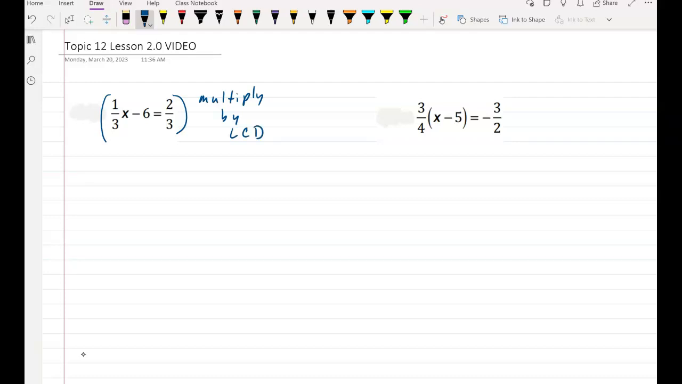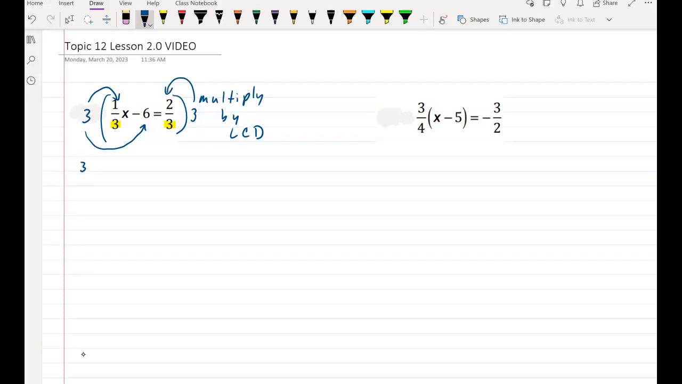Okay? So what's the least common denominator here? Well, we've got a 3 and we've got a 3. So obviously our least common denominator is 3. So I'm going to multiply everything on both sides of the equal sign by 3. Every term. So I'm going to multiply 3 times 1/3 x. I'm going to multiply 3 times negative 6. And I'm going to multiply 3 times 2/3 on the other side of the equal sign.